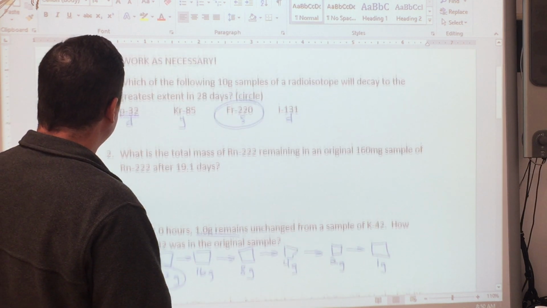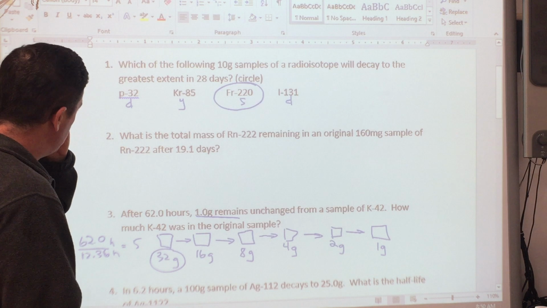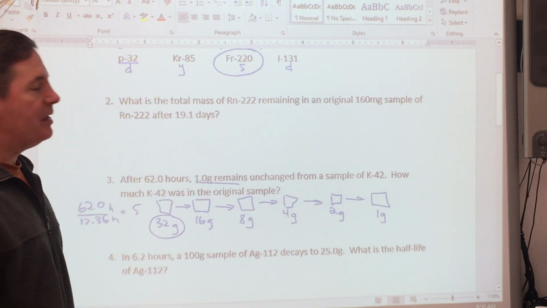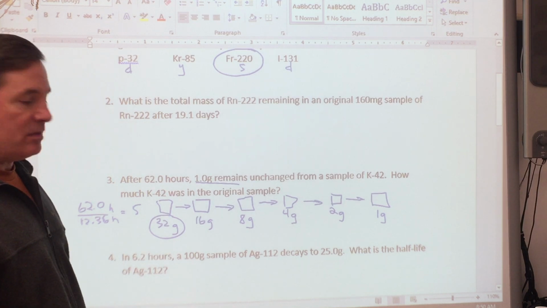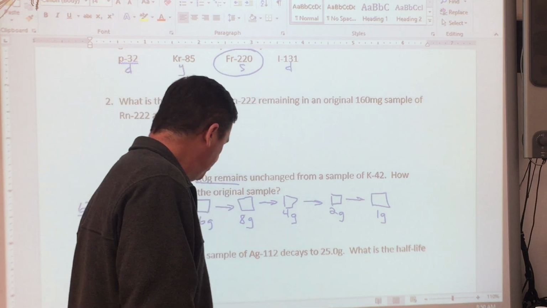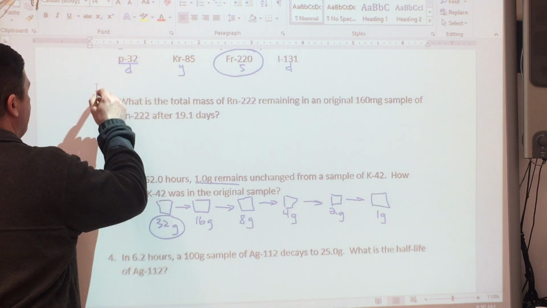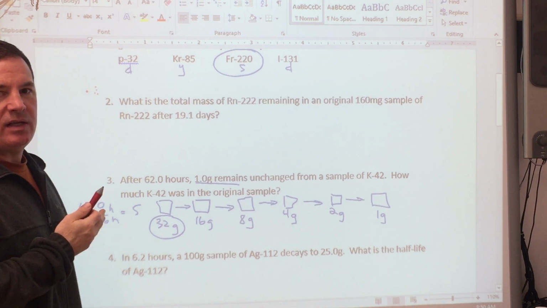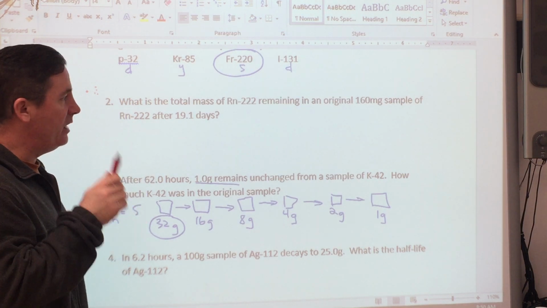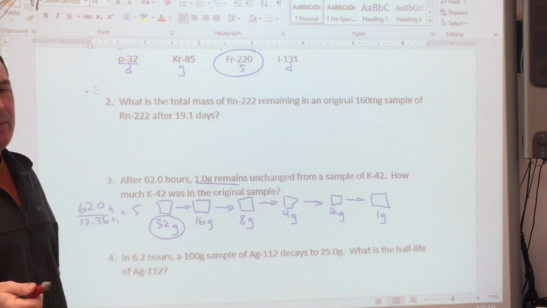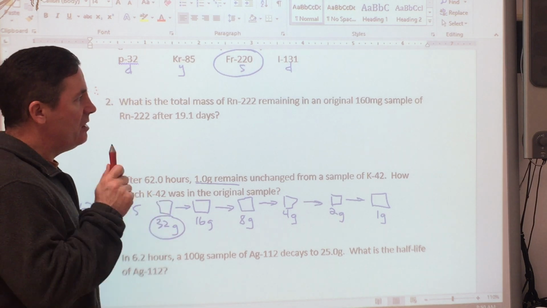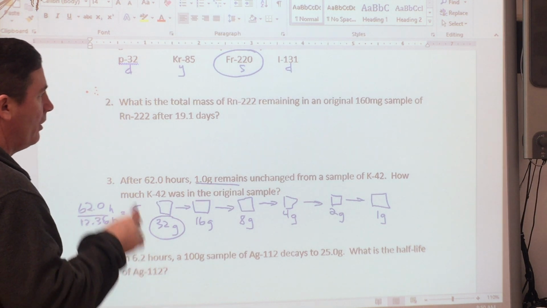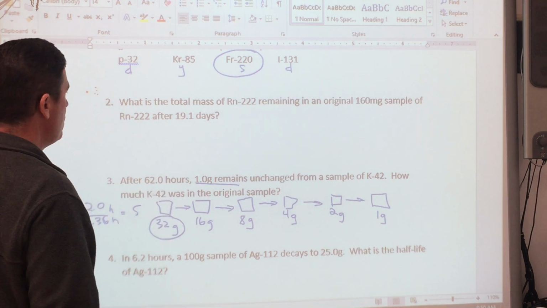Here are the answers to the one from yesterday, video from yesterday. I will post these as well. Some people are taking the number of days that they give you and dividing it by the half-life and then putting grams after that. That's not how you do it. That will tell you how many half-lives there are. Then you have to multiply that by half that many times.